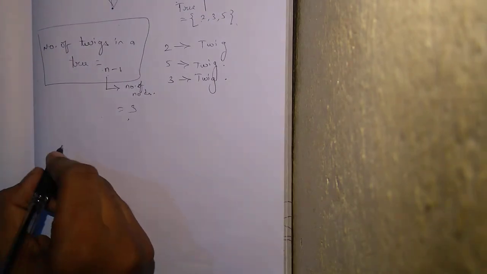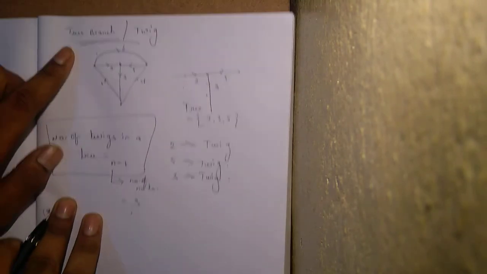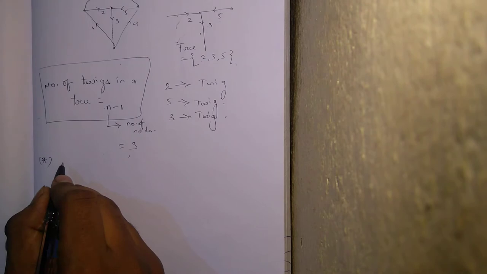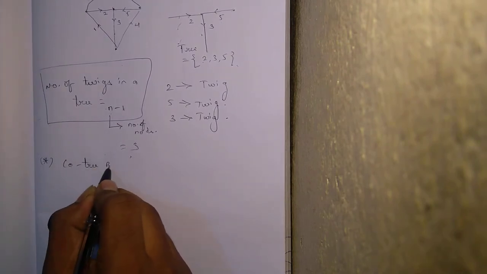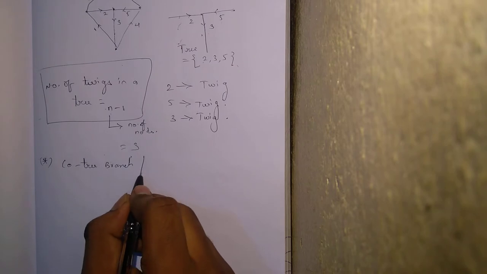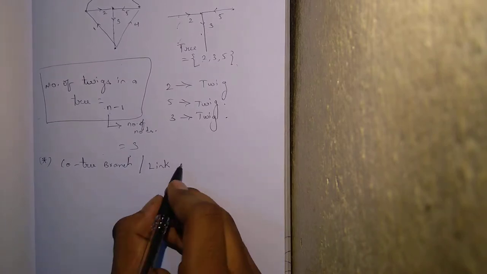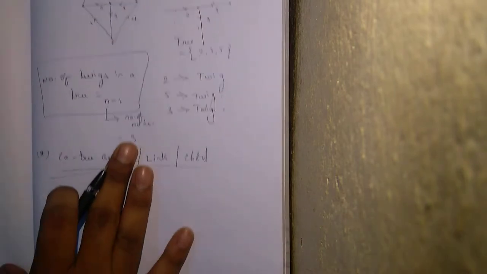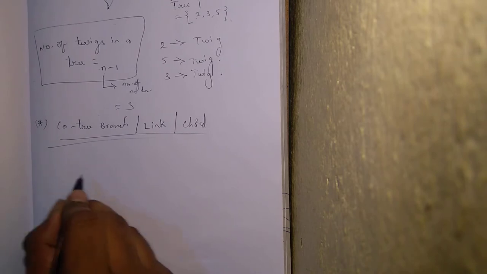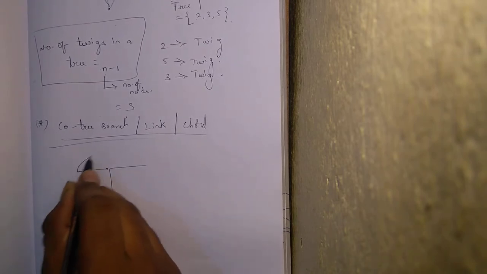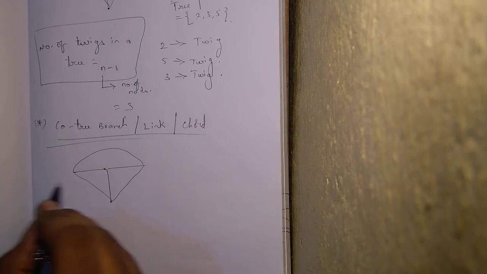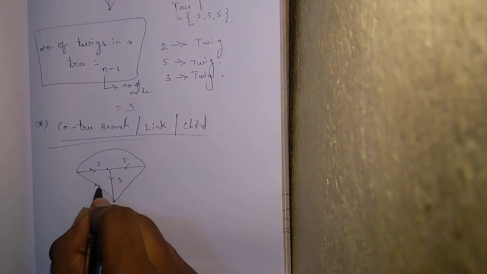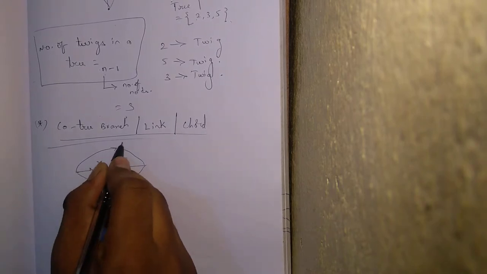And coming to the next definition, this is tree branch, and next, you can guess what can be your next definition. Yes, it's absolutely co-tree branch, or you can call it a link, or you can call it a chord, right? So please remember these three names, okay? So I'm considering the same example here again. I'm mentioning the directions. This is my branch 2, this is my branch 5, this is my branch 3, this is my branch 1, this is my 4, and this is my branch 6, right?